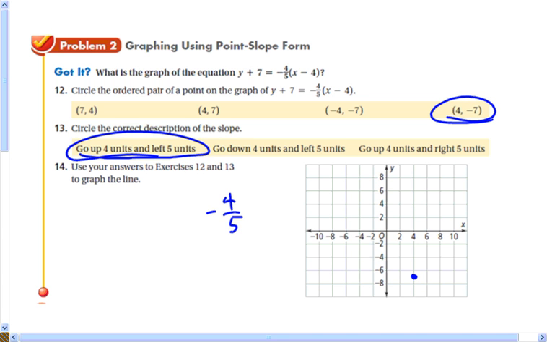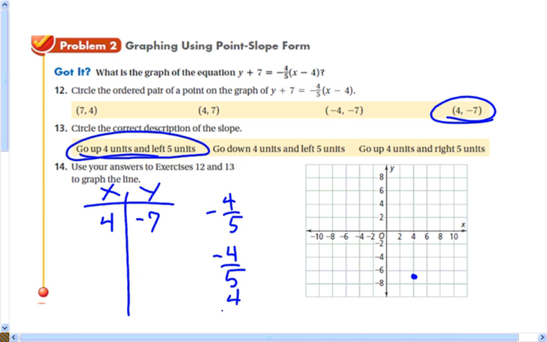4/5, that means, and I can put this in a table also. So we know there's a point at (4, -7). We could either think of this as -4/5 or as 4 divided by -5, any way you want. The one that's going to help us get some more points that'll fit on this graph is if we think of it as +4 divided by -5.